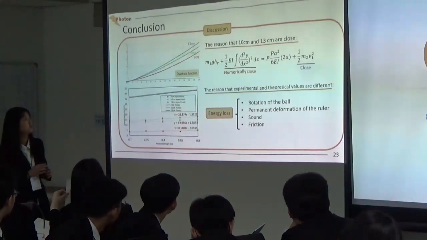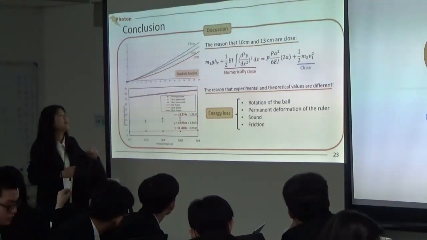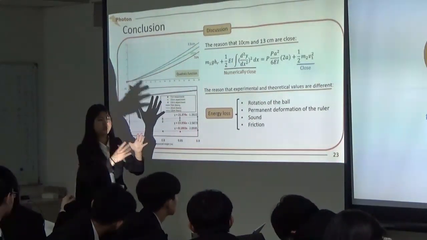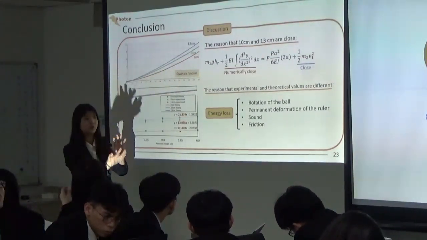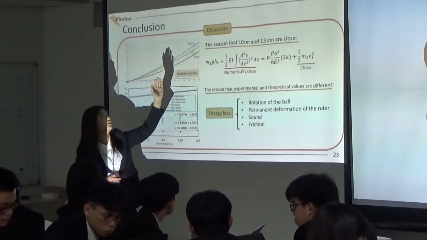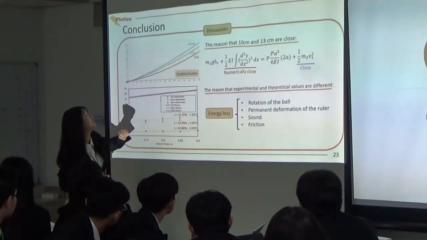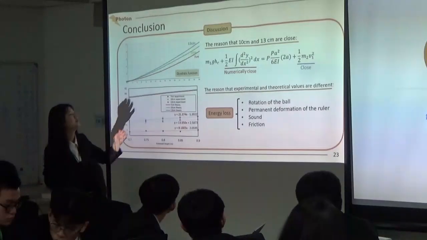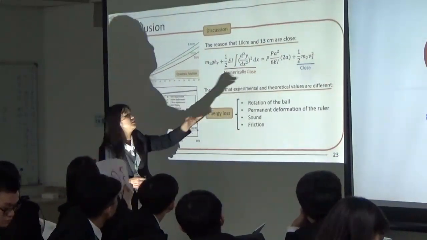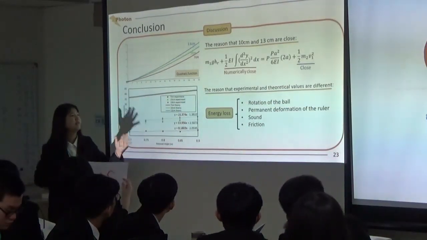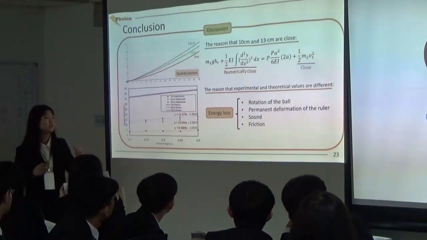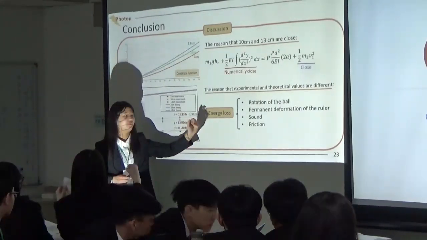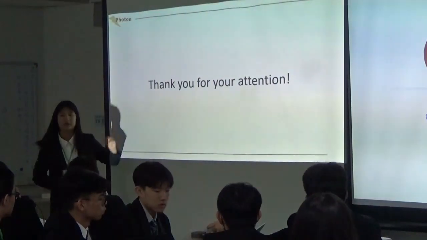And about the second part of the conclusion, we talk about the discussion. We use different positions where we put the ball tube, and the reason why the 10 centimeter and the 13 centimeter are close is because we fix the deflection of the ruler, and we can know that the numeric and the V1 will be positive. And the reason that the experimental and theoretical values are different is because we consider energy loss from the rotation of the ball and the permanent deformation of the ruler, and I think the friction will also affect the data. And thank you for your attention.